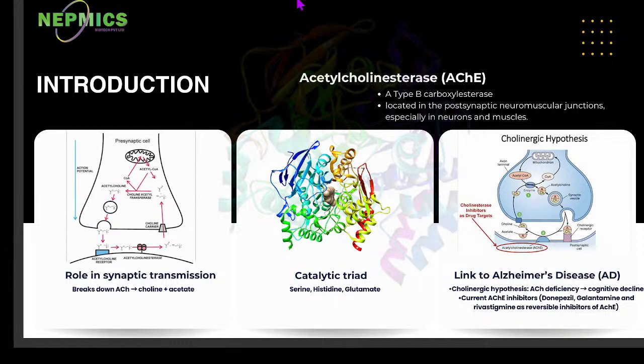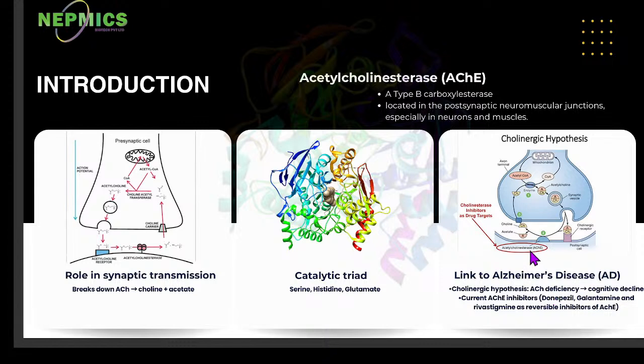You can see the role of synaptic transmission, as I've already told you about the hydrolysis in the role of acetylcholinesterase. At the right hand corner, you can see the cholinergic hypothesis that was given in the 1980s, and it is still relevant for drug designing and drug discovery in neurodegenerative disease. It gives the basic idea about the inhibitors that target acetylcholinesterase, and it leads to acetylcholine deficiency and cognitive decline.